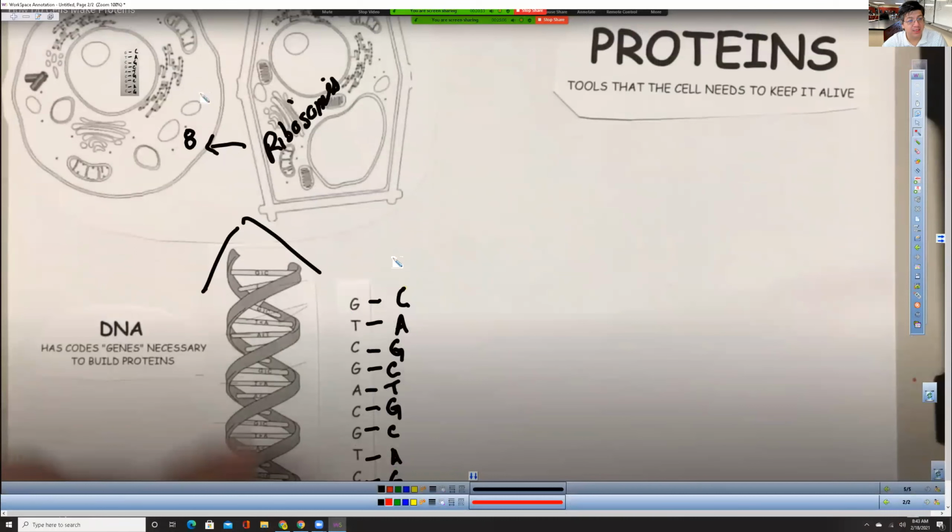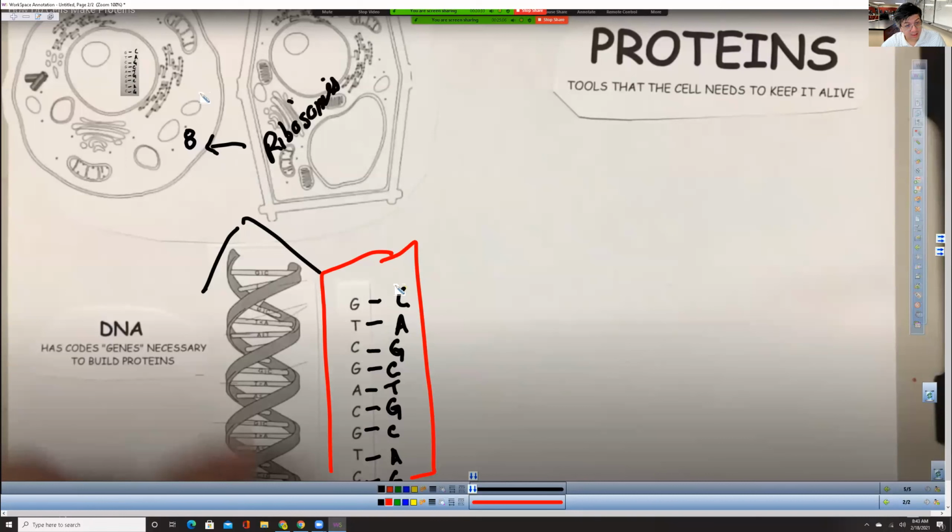Micah, how many sides does DNA have? Somebody help out Micah. How many sides does DNA have? Not 3. 2. 2 sides. Very good. It has 2 sides. So this right here, imagine that's the DNA that we're working with.